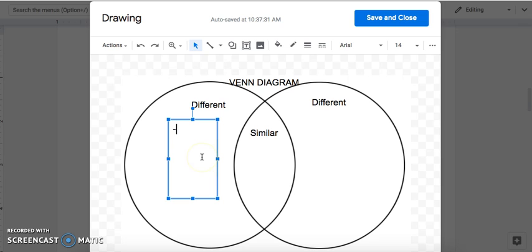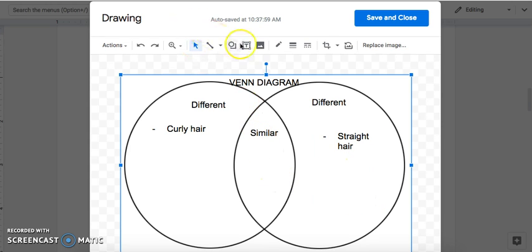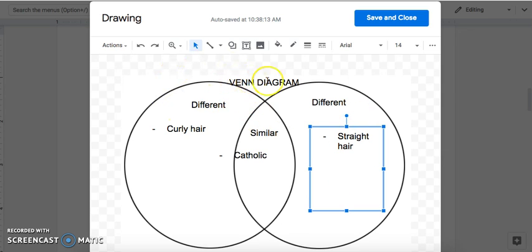So I'd start by jotting things down. So like, for example, I have curly hair, and my best friend Desiree, she has straight hair. That's one way in which we're different. So then we continue to go down the line, and then we'd start thinking of ways in which we're similar. So for example, Desiree and I are both Catholic. So I'd write that down. And so that's one way that we're similar. So that's how you use this. So it's called a Venn diagram. You got your similarities in the middle and your differences on the outsides.